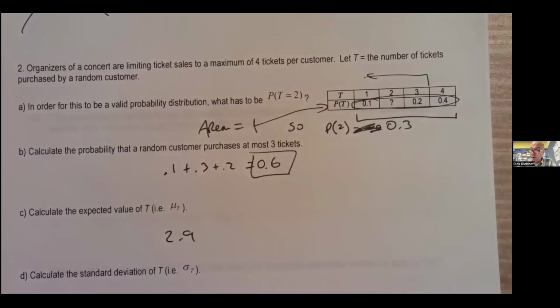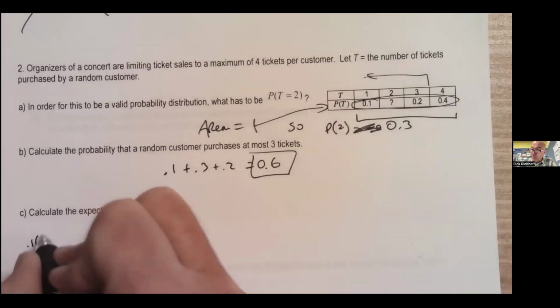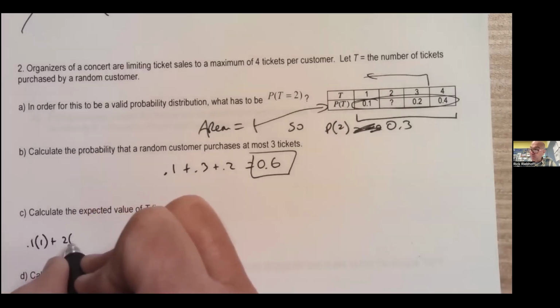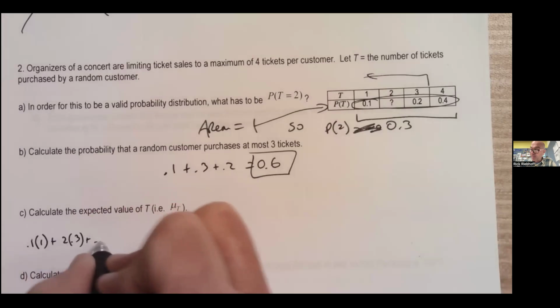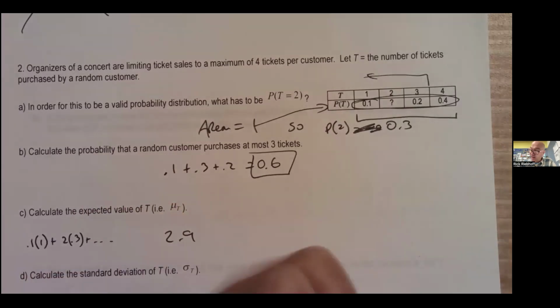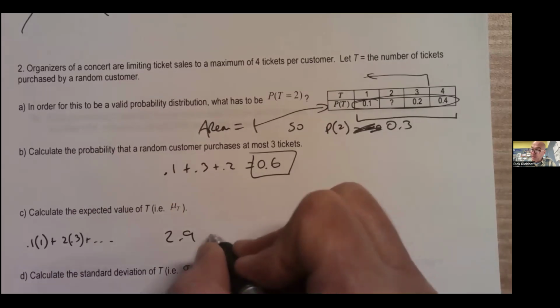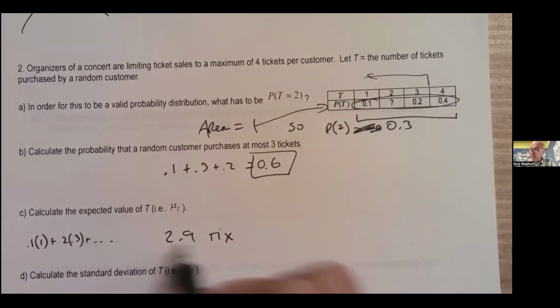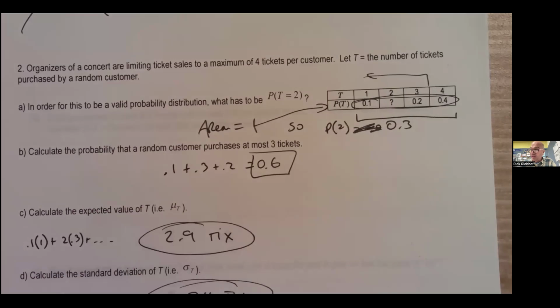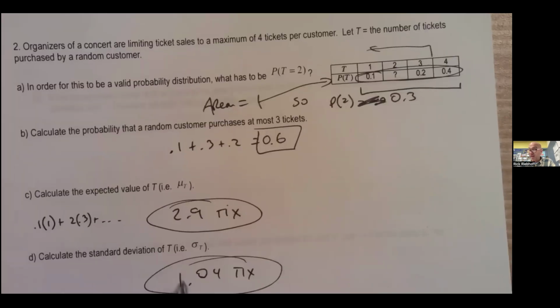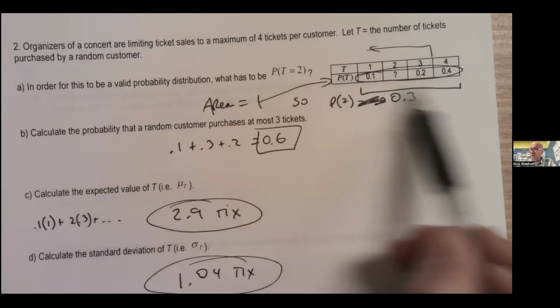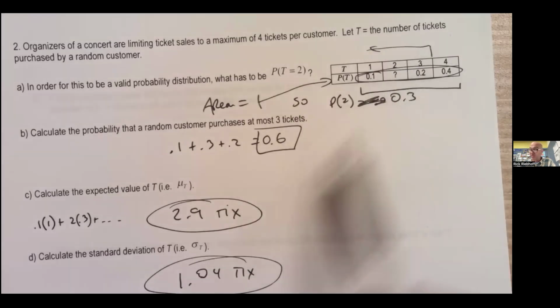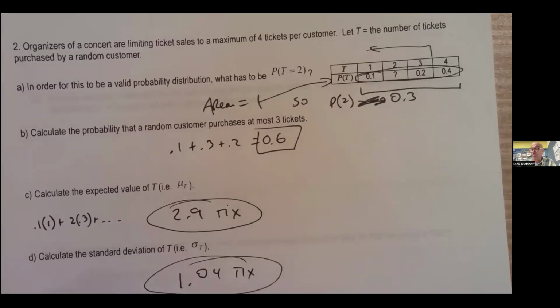Again, show your work, right? 0.1 times 1 plus 2 times 0.3 plus blah, blah, blah. The standard deviation, I think, ends up being 1.04 tickets. Again, word problem, word answer. So 2.9 tickets on average with a standard deviation of 1. So it means most people come up and buy somewhere between basically 2 and 4 tickets, which should make sense, right? With this, most of the people are in this range. That's what standard deviation gives us, an idea of the range.